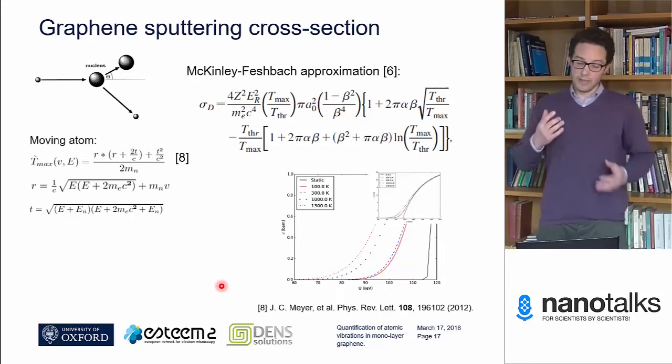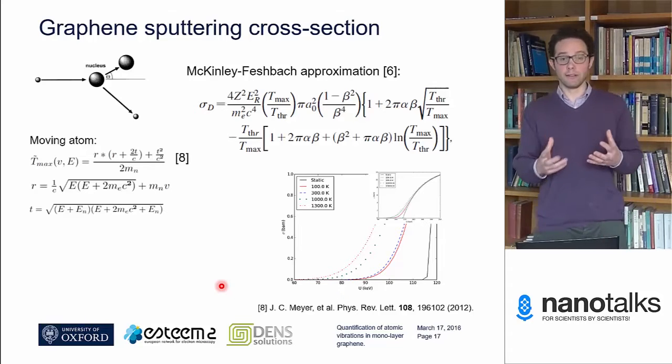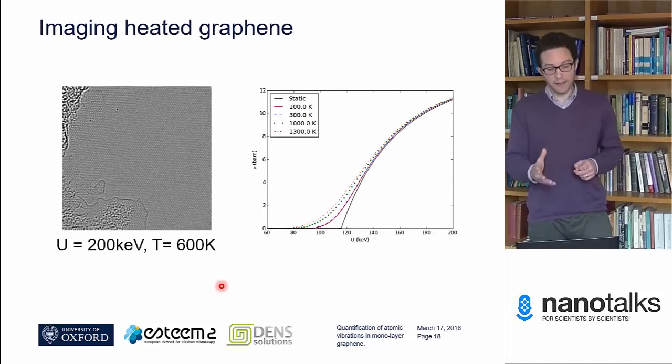So you would expect then, if we heat the graphene sample up and put it inside the microscope, even at 80 keV, we will really start to cause lots and lots of damage to our sample. In fact, that's not what we see.